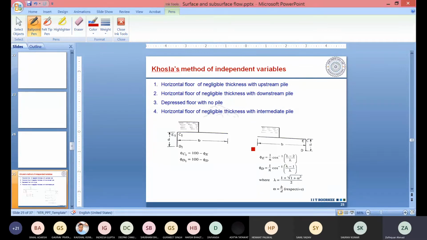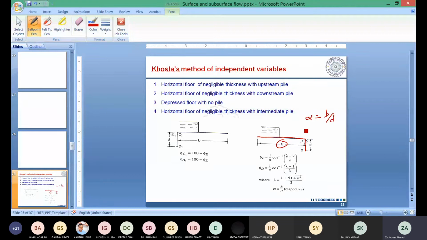To see here, I will take first the second problem where in the downstream you have the sheet pile. And here, this is the horizontal floor, which is having the length of B. And here is the downstream sheet pile, which is having the depth of D. This is the point E, this is the point C, and this is the point D. Okay, right? And here we introduce the alpha. Alpha is equal to B by D.